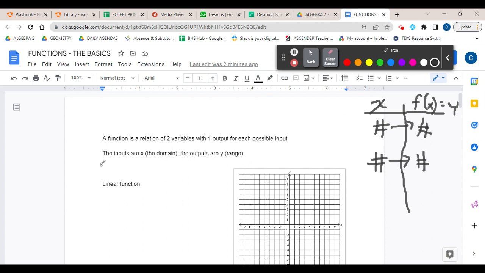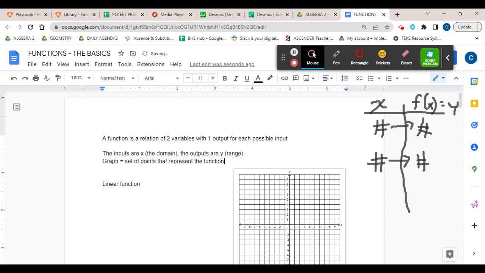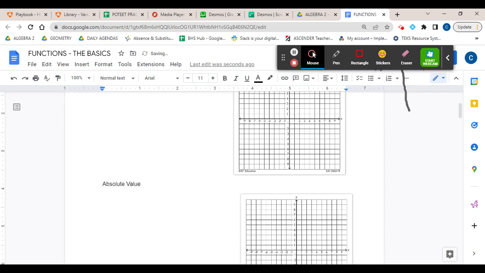Now, a graph. I'm going to add this to the paper here as well. A graph is just a set of points that represent a function. So a graph is just a bunch of points. The line is just a bunch of points that represent the function. Each point is an x and a y on the coordinate plane.